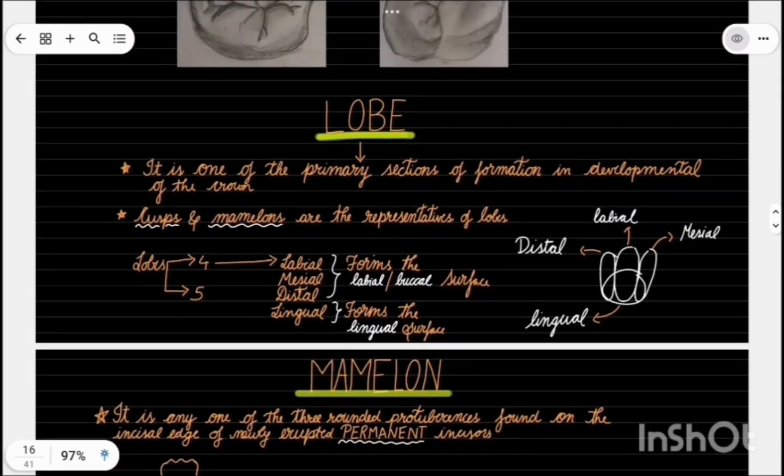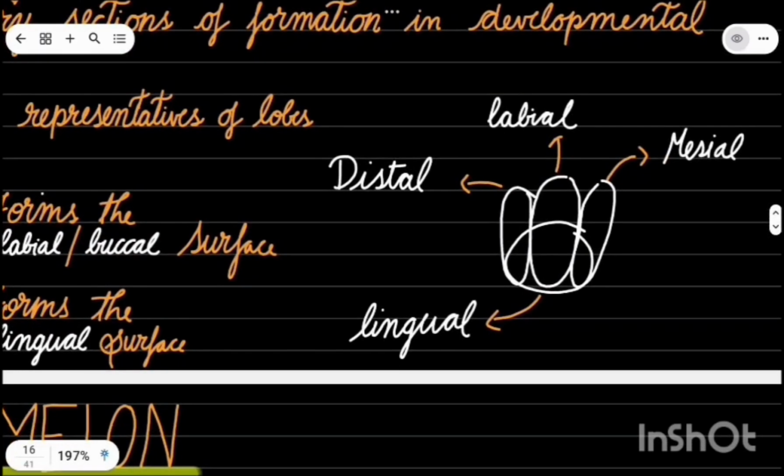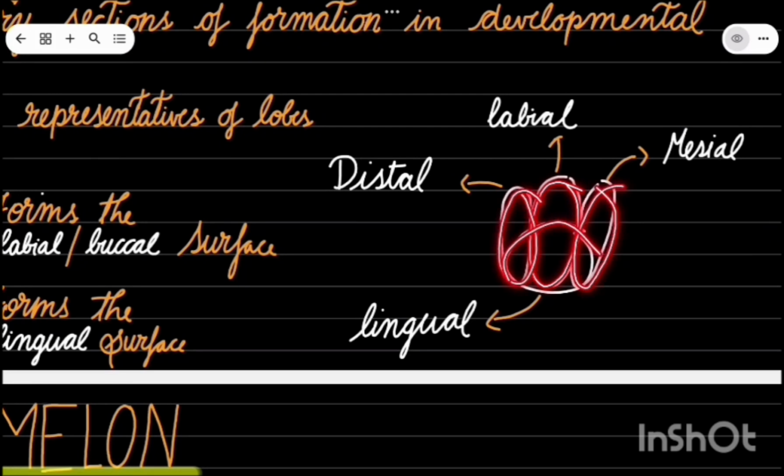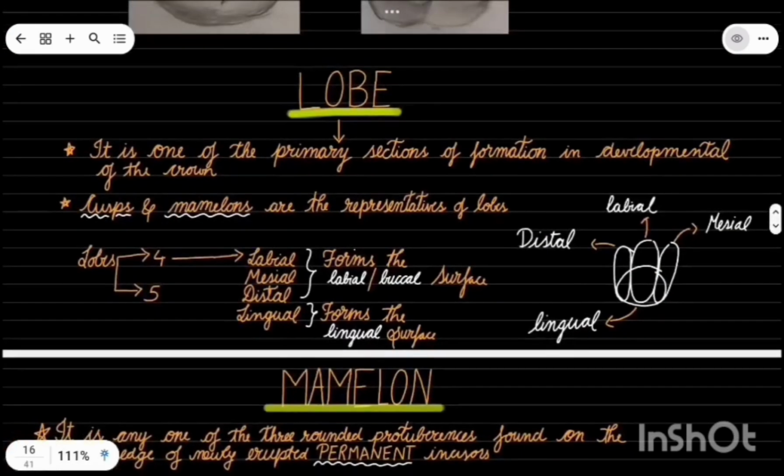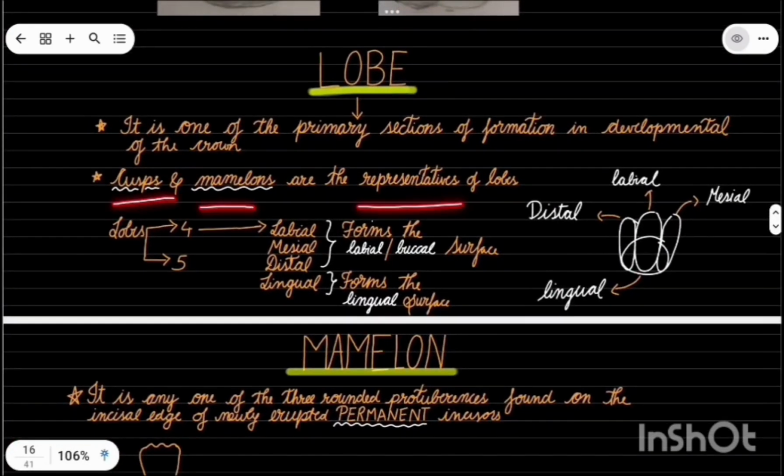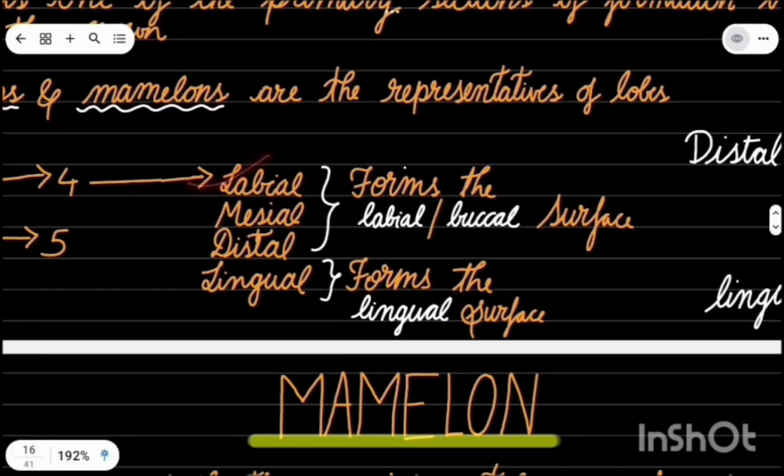Now next we have a very important topic, that is the lobes. Lobes are the primary sections of formation in the development of the crown. These different lobes will fuse together and form the crown. Cusps and mamelons are the representatives of lobes. Mainly all teeth have 4 lobes, but in the mandibular first molar we may have 5 lobes. Which are these 4 lobes? We have the labial lobe, the lingual lobe, the mesial lobe and the distal lobe.